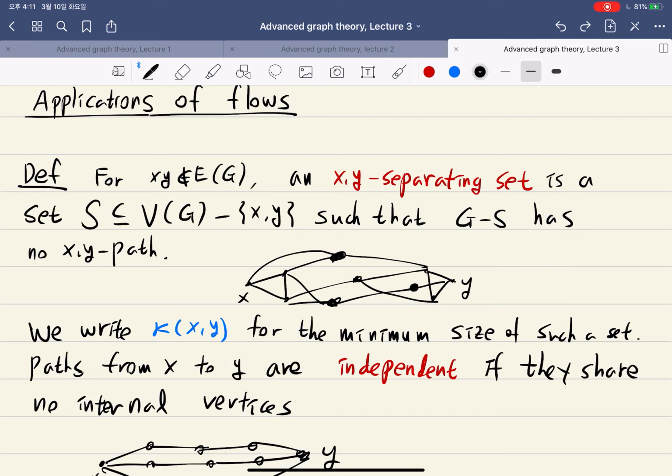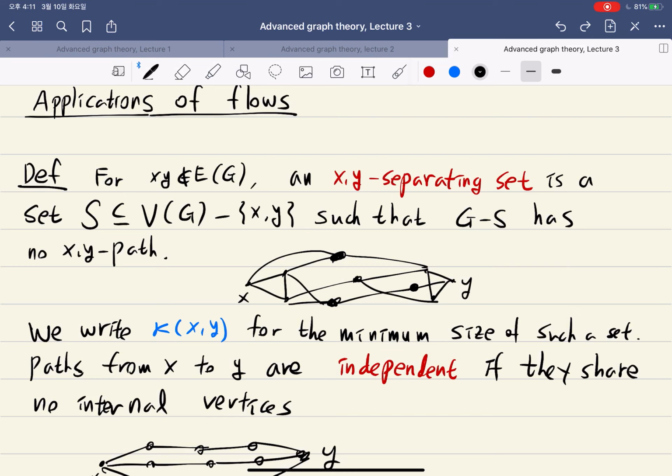Concepts from the, not flow theory, the undergraduate graph theory. In undergraduate graph theory, we learned a theorem called Menger's Theorem, which relates the graph connectivity and the number of disjoint paths between two vertices. Such a theorem can also be proved using flow theory.